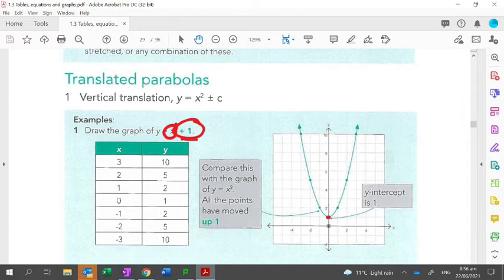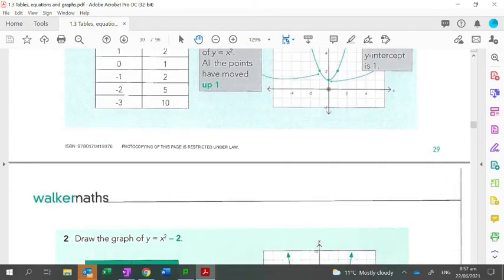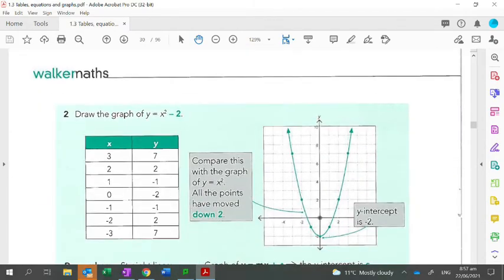Okay? So usually, this x squared is a bracket squared, but it can be just plain old x squared. But if you have anything added or subtracted to your squared term, when your squared term can either be just an x or a bracket, then that's your vertical translation. Okay? So what's this x squared minus 2 going to do? Drop it down 2 from the origin.